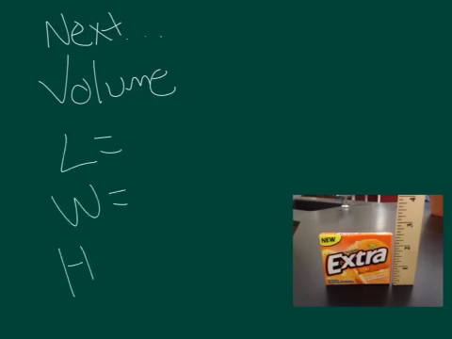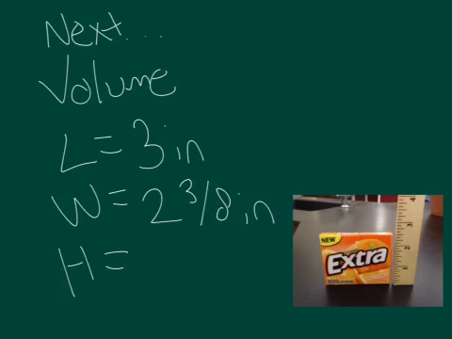So next up on Hulk's list, he needs to find the volume of this pack of gum. But in order to do so, he needs to find the length, width, and height of the pack of gum. After measuring its length, width, and height with his ruler, he found that the length was 3 inches, the width was 2 3/8 inches, and the height was only 3/8 of an inch. It's pretty small, but he still has not found the volume of this object yet. He's only found the length, width, and height.